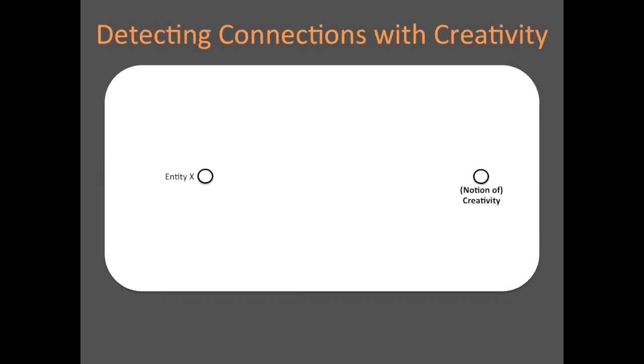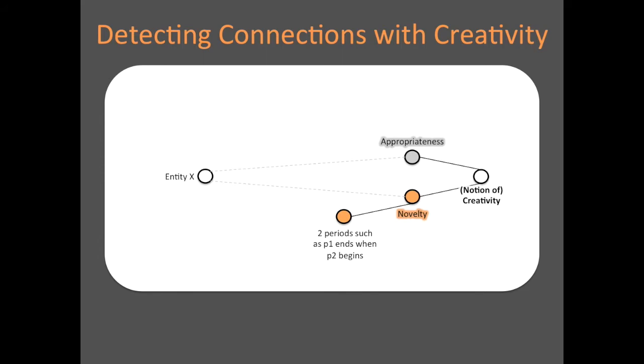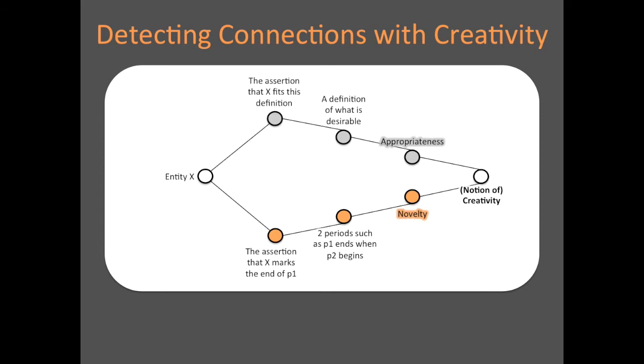Second, we need to be able to detect such connections. That is, we need to know the minimum requirements for a connection with both novelty and appropriateness to materialize. Such requirements, we believe, can be derived from the usual definitions of these terms. So for novelty, we need two periods of time such that P1 ends when P2 begins, and the assertion that an entity X marks the end of P1 and therefore also the beginning of P2. For appropriateness, we need a definition of what is desirable and the assertion that an entity X fits with this definition. Let's take an example.